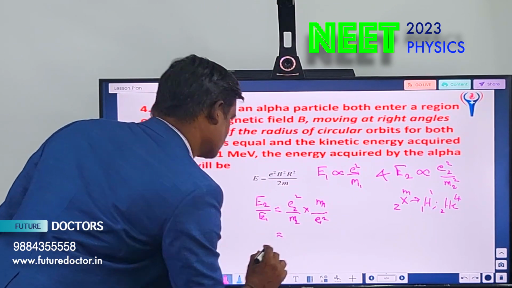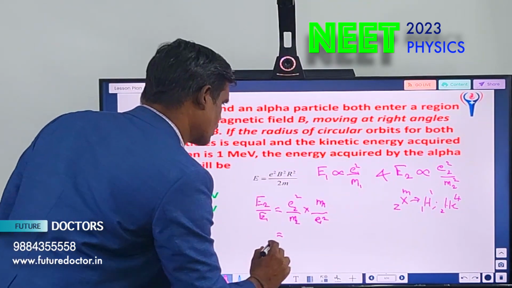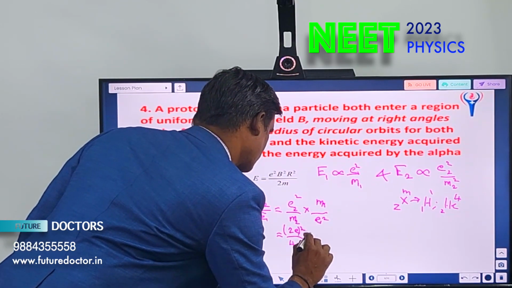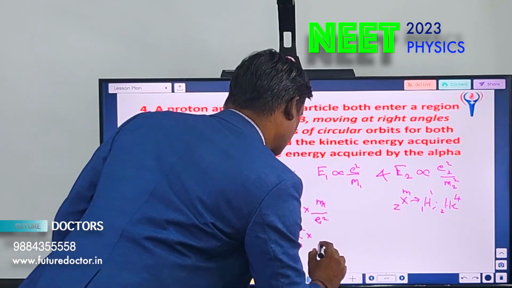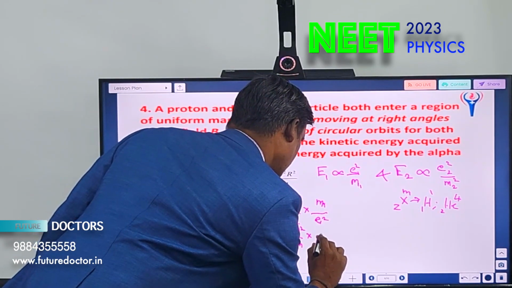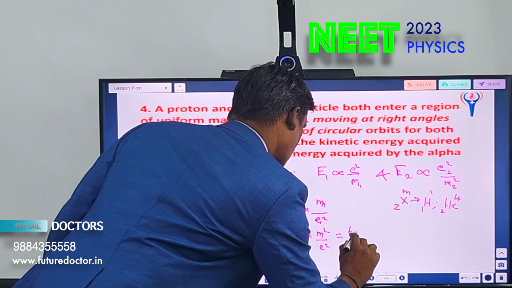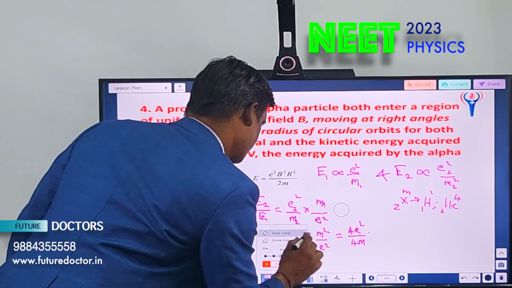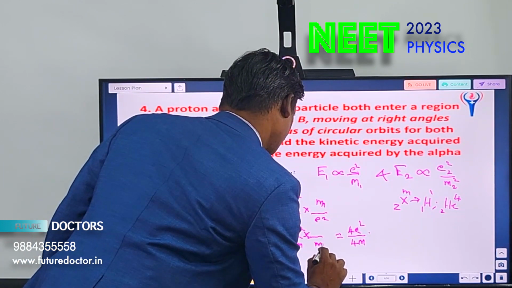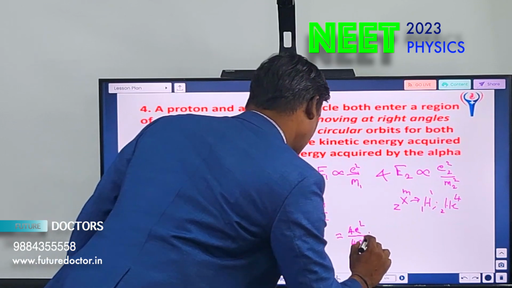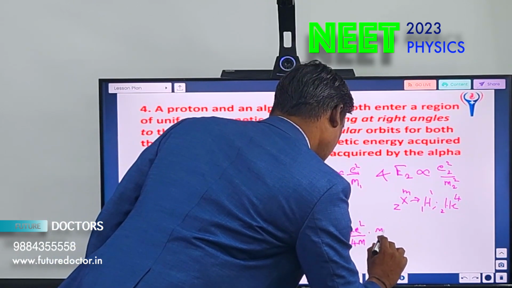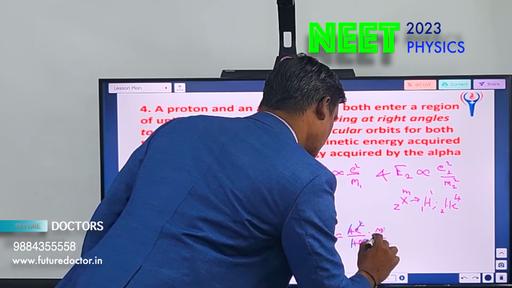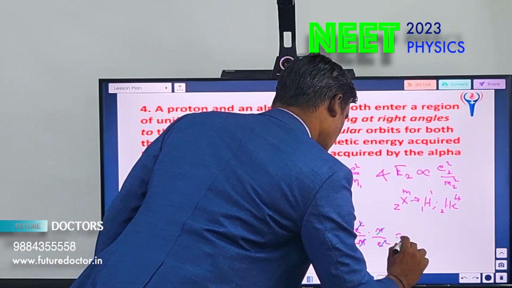E2 by E1 equal to, E2 is how much? That's alpha particle charge, 2e, and its mass is 4m. So (2e) whole square, into charge of proton 1, that is e square by m. Then it gives 4e square by 4m, into m by e square. Now 4 getting cancelled, e square getting cancelled, m getting cancelled. So equal to 1 only, equal to 1.